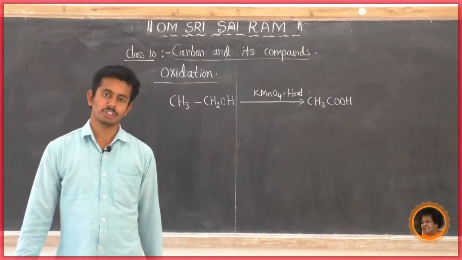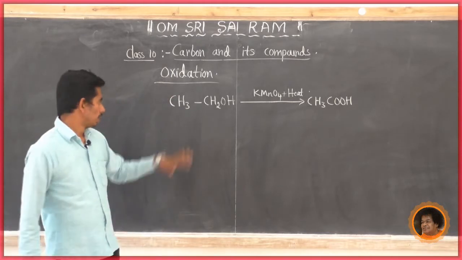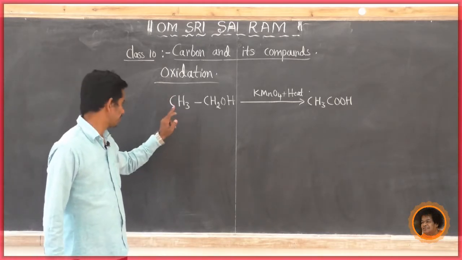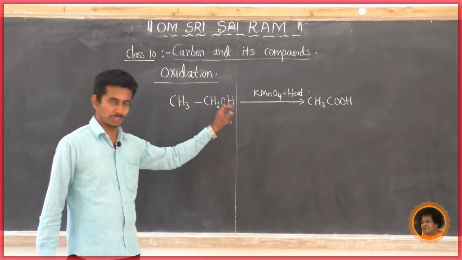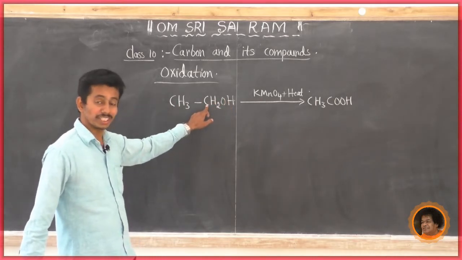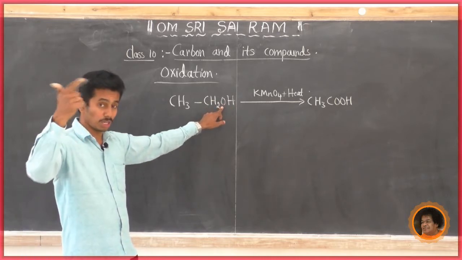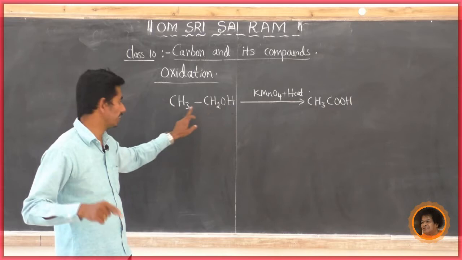The next chemical property of carbon and its compounds is oxidation. Look at the chemical reaction. CH3CH2OH. OH means it is an alcohol. C2, so it is eth, and ending with the suffix OL, so it is ethanol.